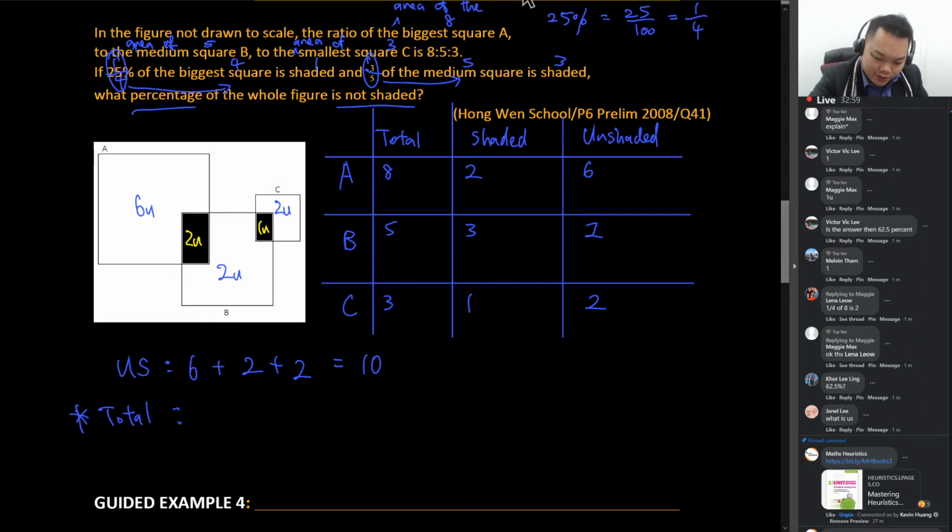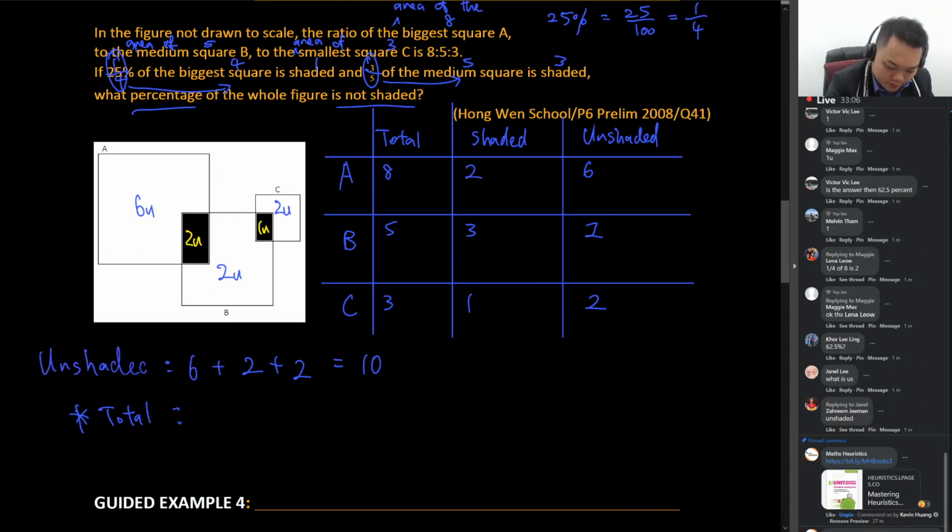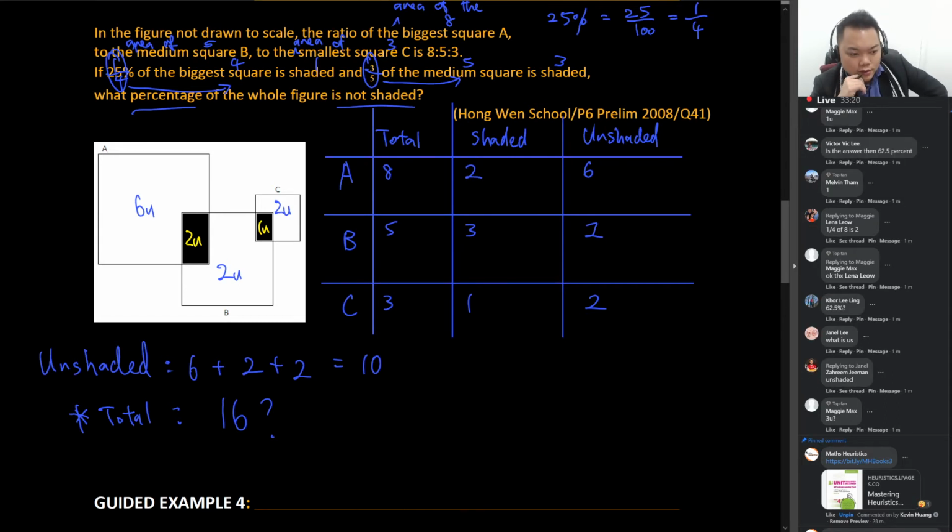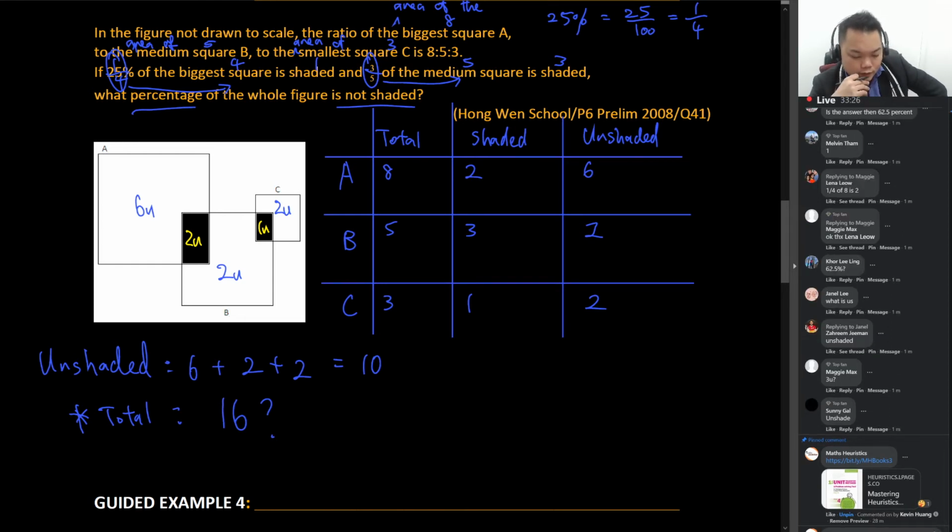US is unshaded. Okay, so who thinks that the total area is 16? Is 16 units worth? Who thinks that is 16? If I see that your answer is 62.5%, you're probably thinking of this.